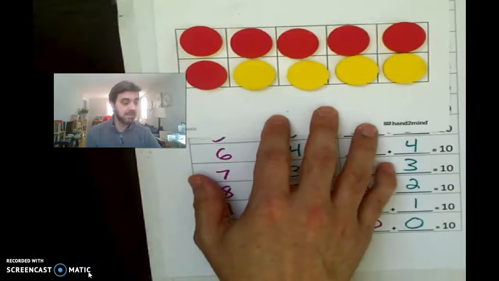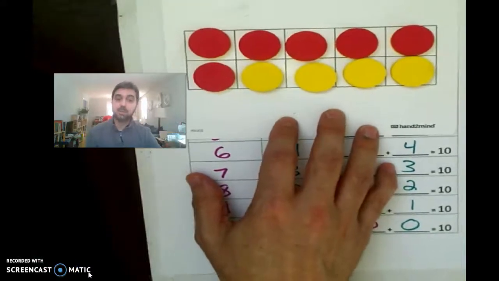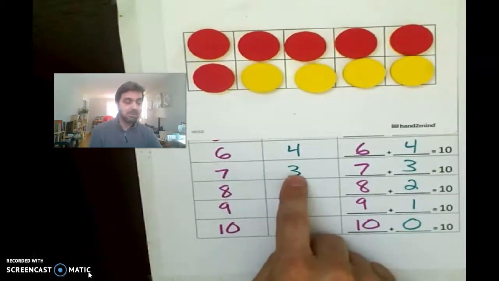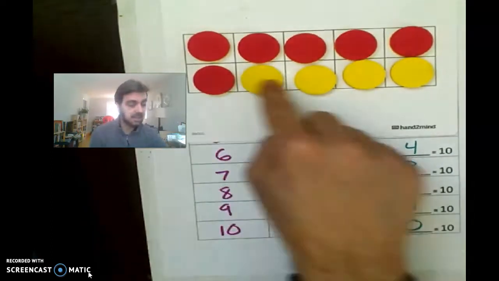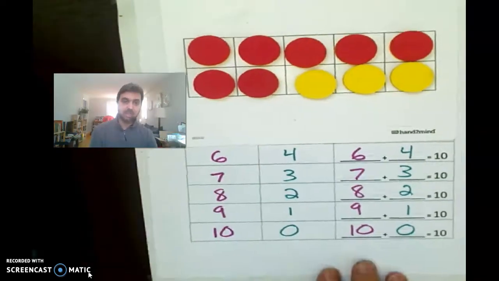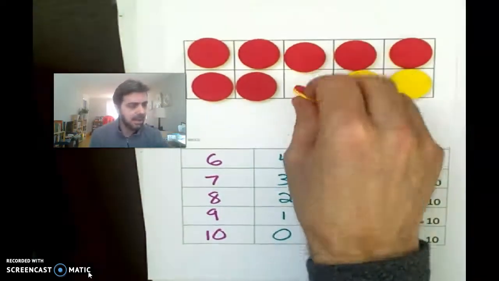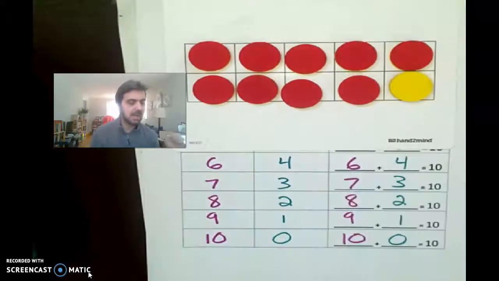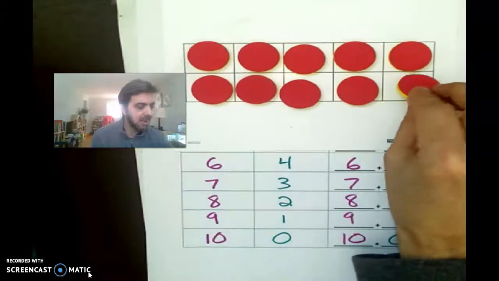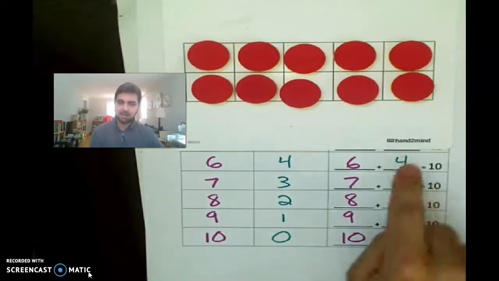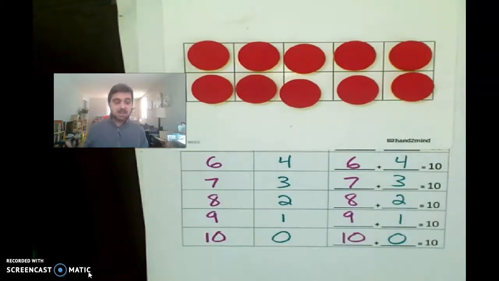Well, hello, fancy meeting you here. So, did you get what I got? Did you get 6 and 4, 7 and 3, 8 and 2? So let's see, 6 and 4, okay? 7 and 3. It's getting easier to see the yellows, right? 8 and 2. 9 and 1. And 10 reds and 0 yellows. All make 10. Okay? So, what's the magical property?